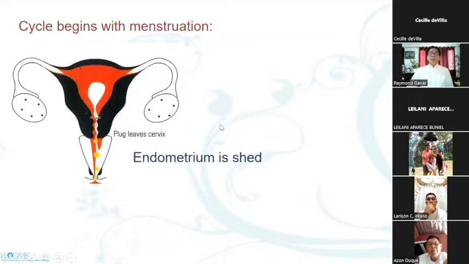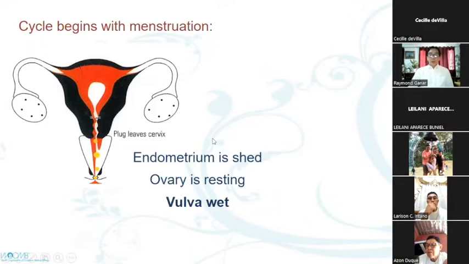Okay? So endometrium is shed during the days of menstruation. The ovaries would be resting, but there are occasions in the life of the woman wherein the ovaries are very active during the days of menstruation. Vulva, the sensation now will be wet. If the sensation is wet, then we considered it as fertile period. No? That is why we have EDR1. For those couples who would like to postpone pregnancy, EDR1 says avoid intercourse during the days of bleeding.